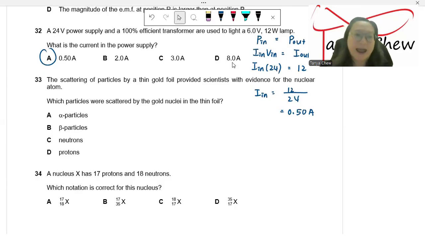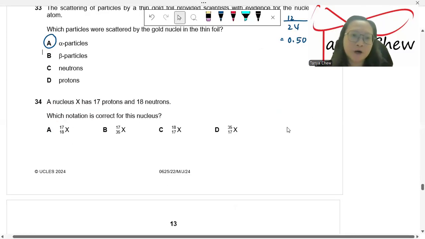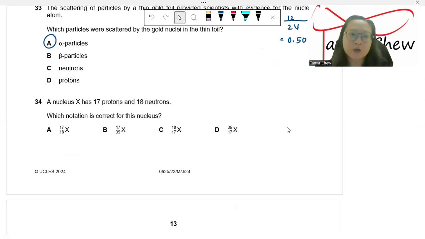Question number 33, the scattering of particles by a thin gold foil provided scientists with evidence for the nuclear atom. Which particles were scattered by the gold nuclei in the thin foil? It is actually alpha particles. Question number 34, a nucleus X has 17 protons and 18 neutrons. Which notation is correct for this nucleus?